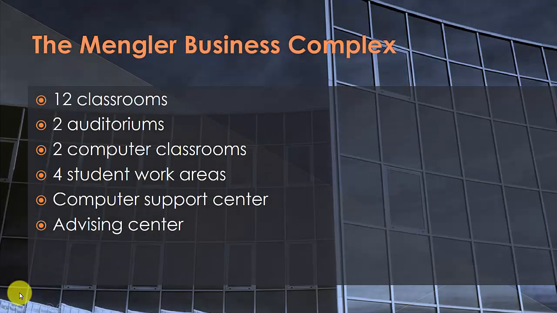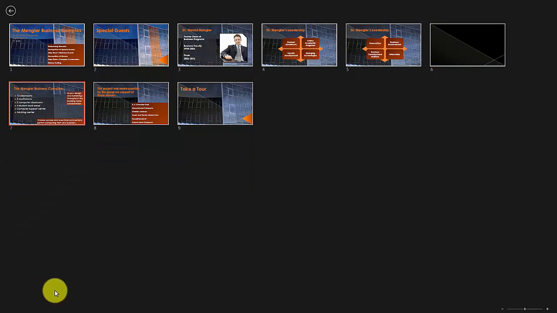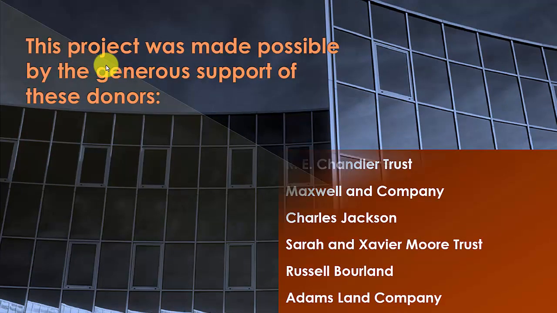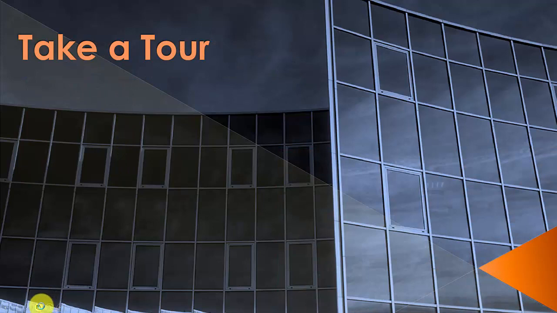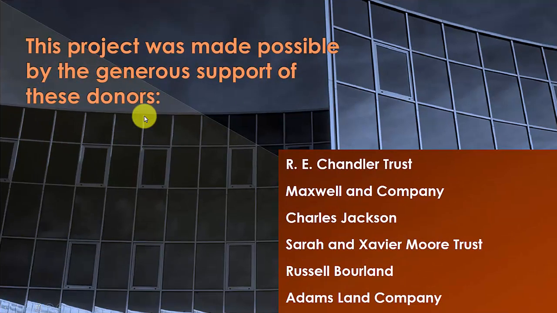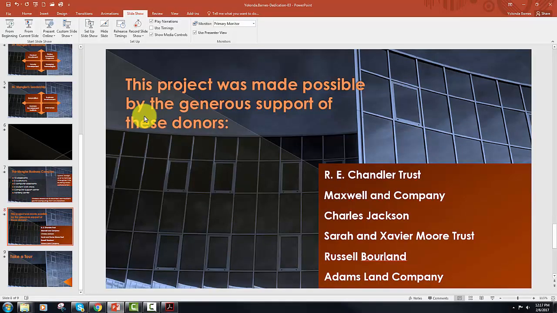To see all the slides, click the See All Slides button to view the thumbnails of all slides. Click to display different slides. Press Escape to exit presenter view. Save and close the presentation.